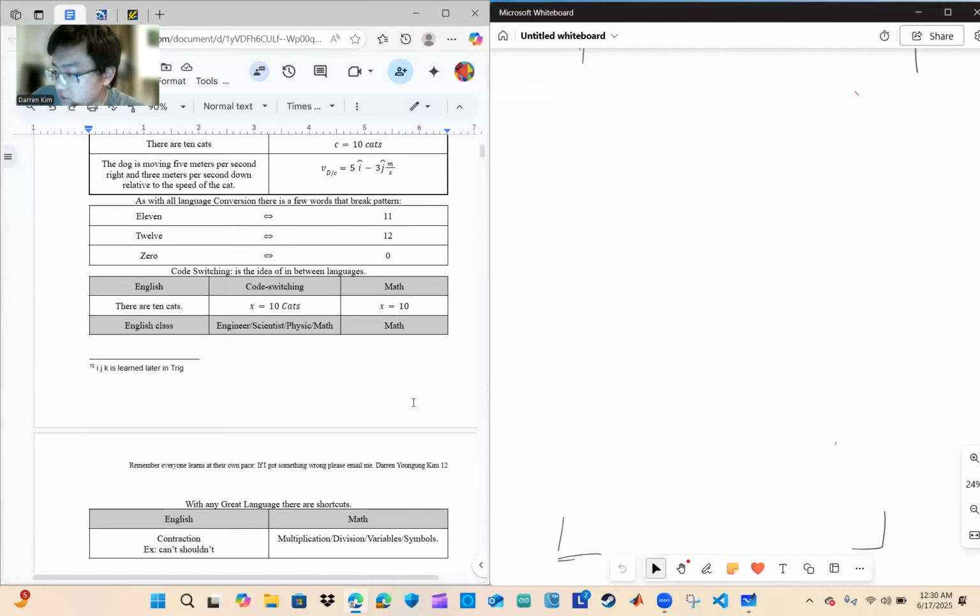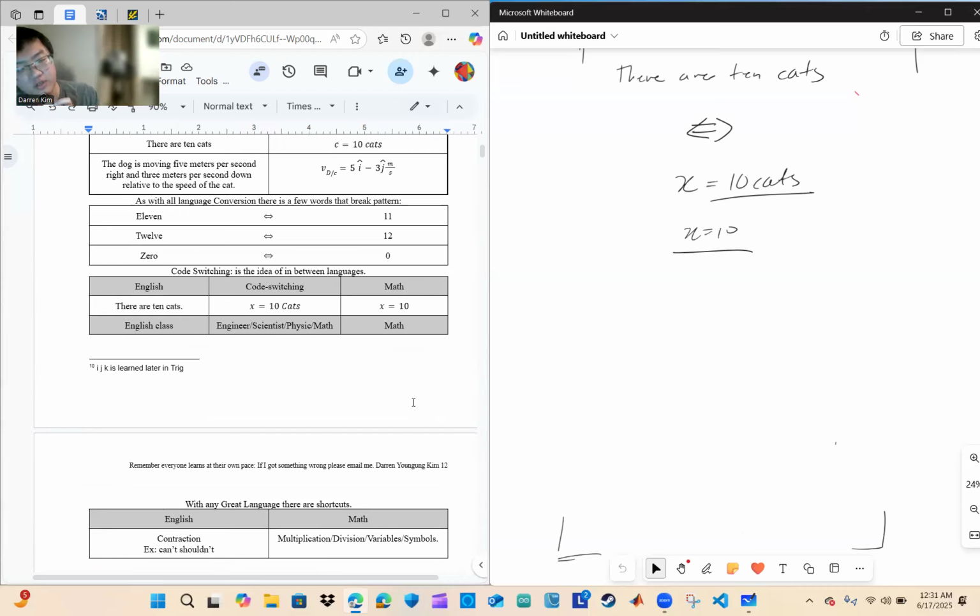Anyways, if I was to give you something like there are 10 cats in math, I would say equivalently a variable you choose, a common variable is x equals 10 cats. And in pure math, usually x equals 10 is good enough because who cares about units?